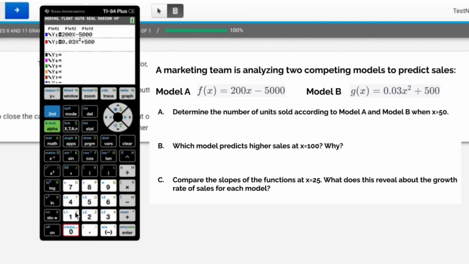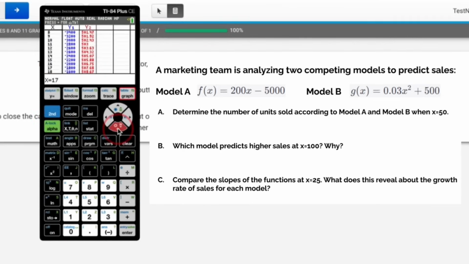Determine the number of units sold according to model A and model B when x equals 50. Rather than typing out second, trace, go to value, I'm going to go to my table. So second table, and I'm going to hit down for a few seconds until I hit 50 right there. So at 50, I get a whopping 5,000 for Y sub 1. So that tells us that model A is going to be 5,000 and model B, which is Y sub 2, is going to be 575 on the dot.